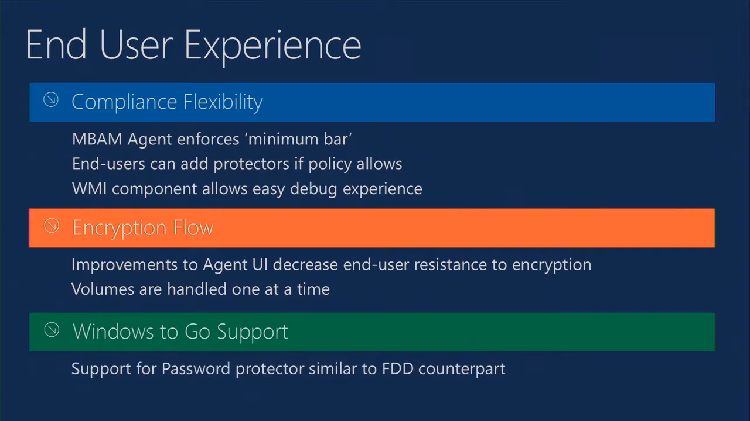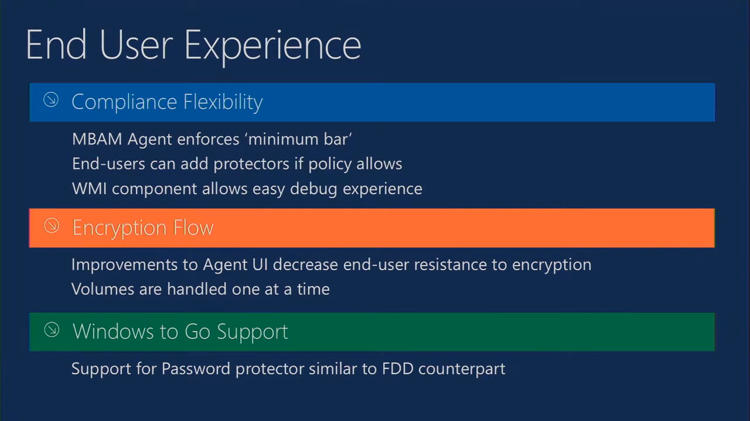All right, so I started to talk about the concept of minimum bar. Just to explain this a little better, what we did for V2 is that you as the IT admin, when you define policy, you define the minimum level of security. So for the OS drive, the clear example is TPM, right? You can choose TPM or TPM plus PIN. Choosing TPM plus PIN means that you're going to ask all your users to enter a PIN.